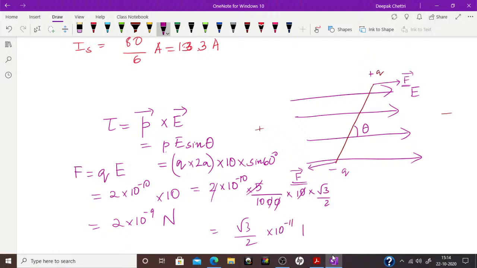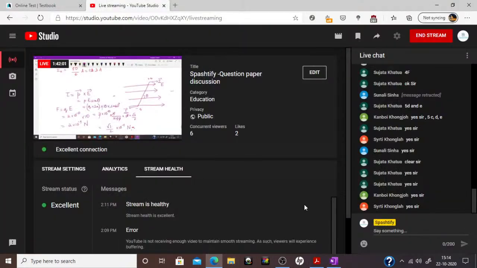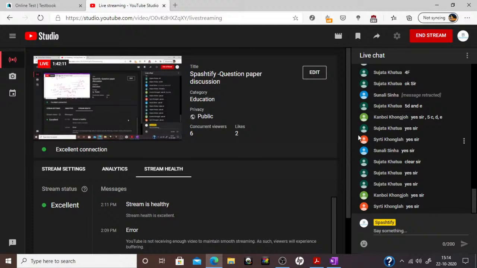The unit of torque is Newton meter. Okay, this is the formula, and this is the answer. I hope you can do the numerical part, but just understand that the formula is P sine theta. P is the dipole moment, which is given by Q into the size of the dipole, and the rest of the things I've already explained. Yes, is it clear? Yes or no?